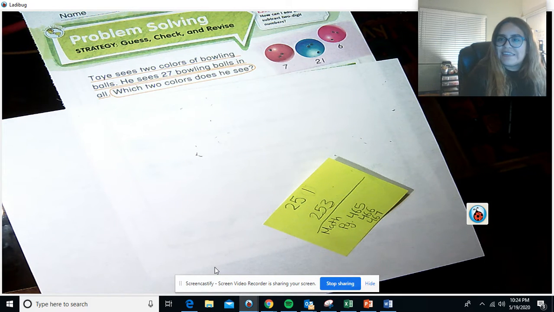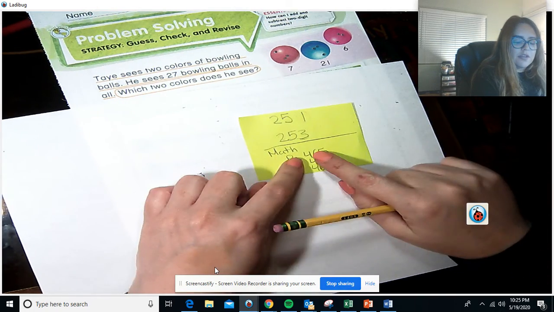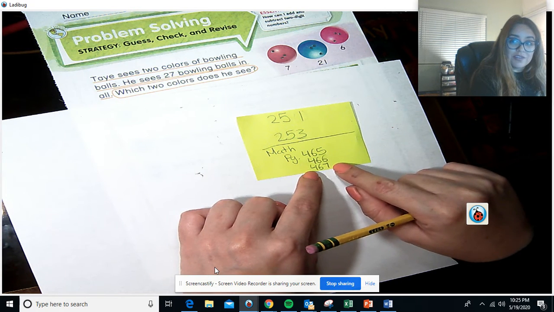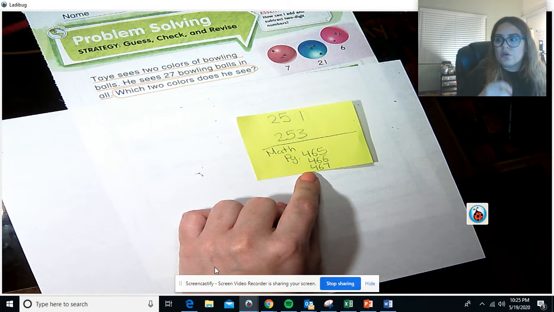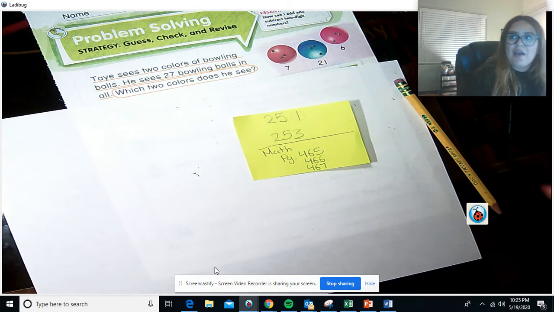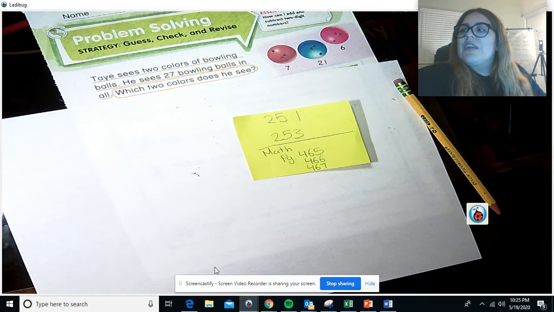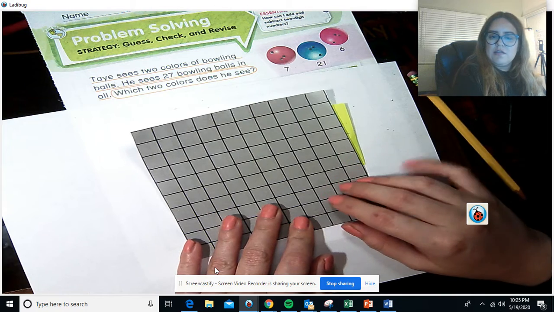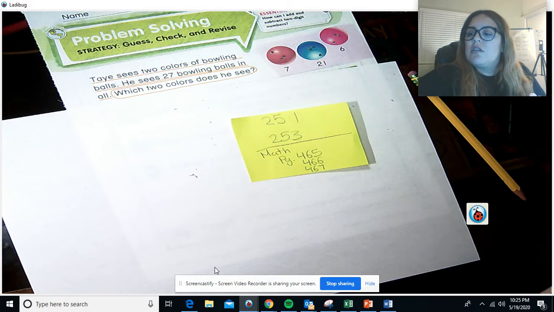All right, let's get started with math. Today for math, you are going to need page 465, 466, and 467 in your math book. You will also need your manipulatives if you have them. If you don't have them, don't worry. So those are like these. If you don't have them, that's okay because we're going to draw pictures.